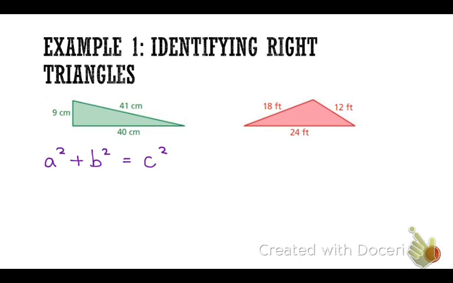Raise your hand. What value would you plug in for A? Andrew? 9. If you said 40, 40 could work too. So we're going to say 9 squared plus 40 squared equals 41 squared.